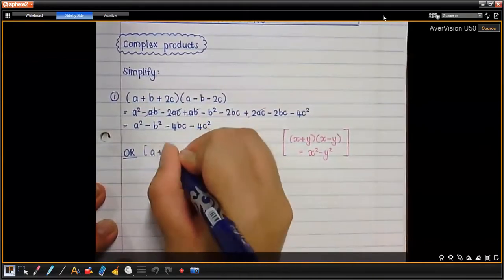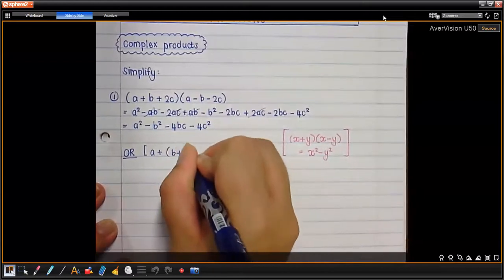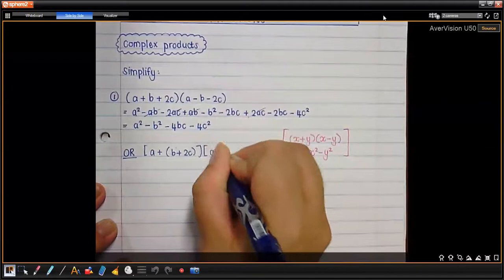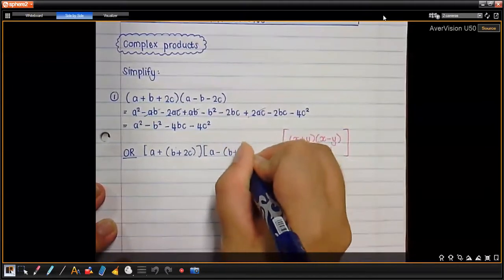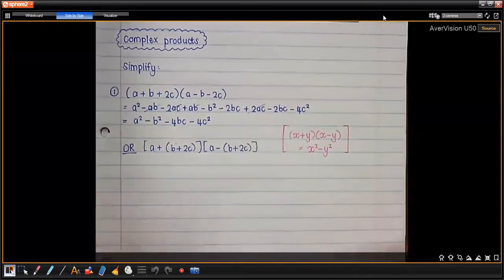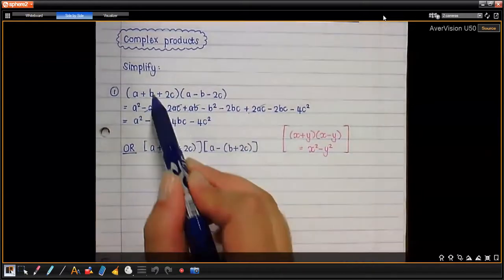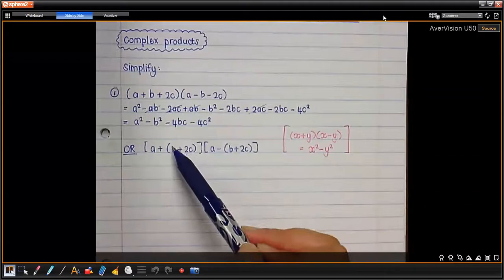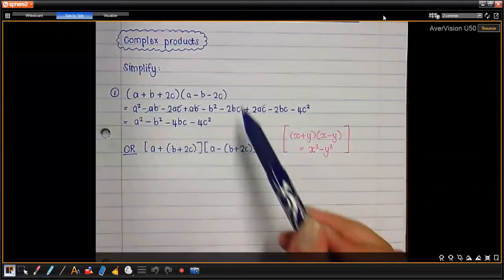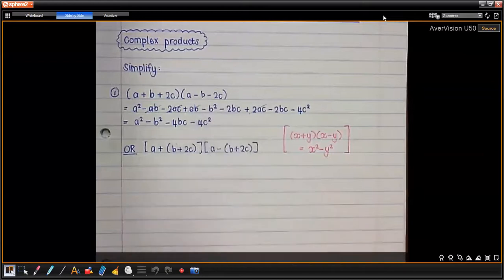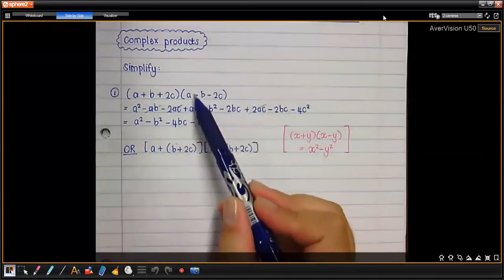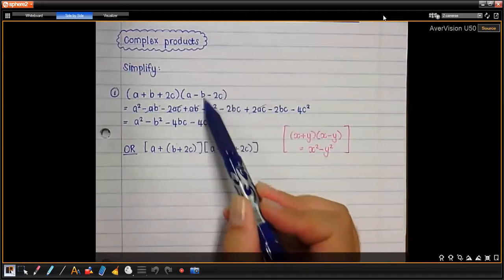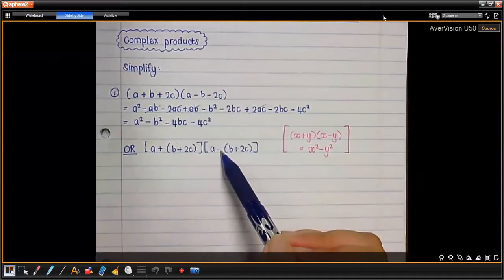I have (a + (b + 2c)), and then (a - (b + 2c)), like that. Are these two brackets equal to those two brackets? The first one definitely, I literally just put a bracket around b plus 2c. Okay, the first one I think is quite easy to recognize that all three of these terms are exactly the same. But what I've done to the second bracket now is I've taken out -1 as a common factor in a sense from these two terms, so that I have a minus.